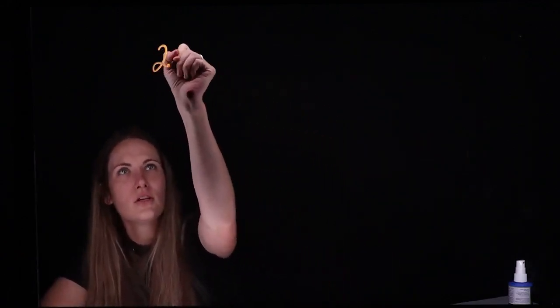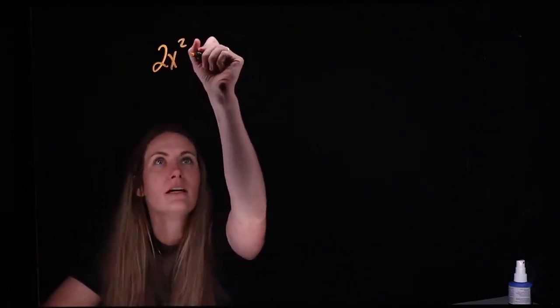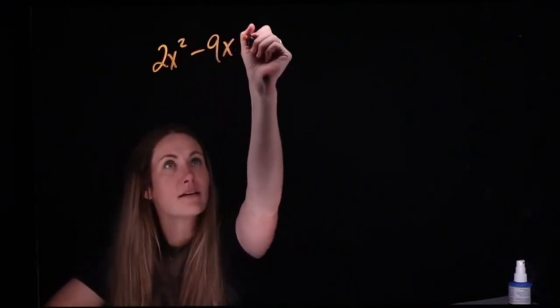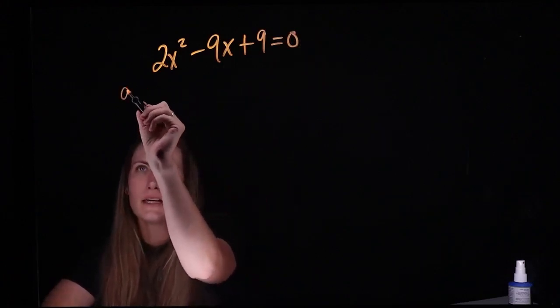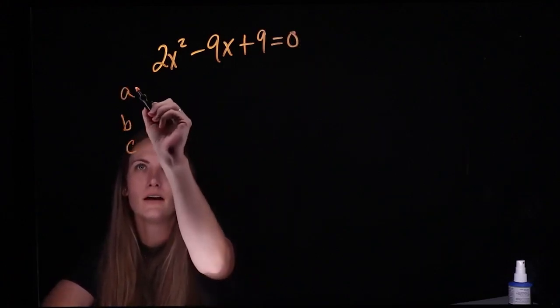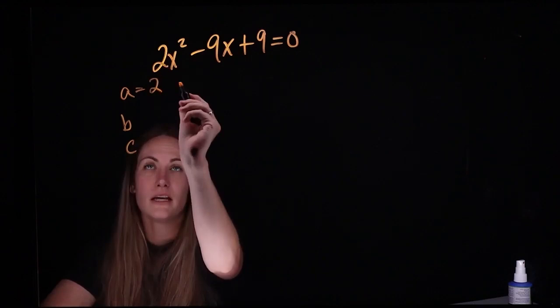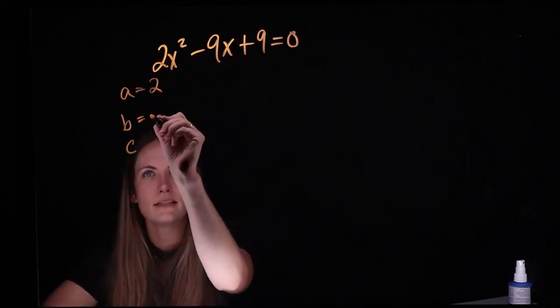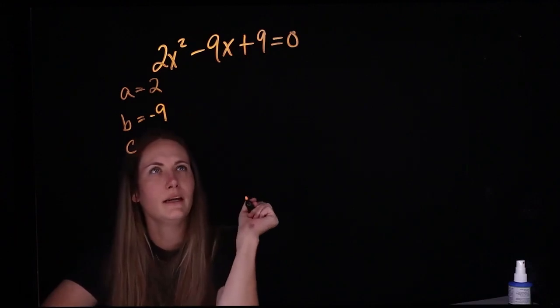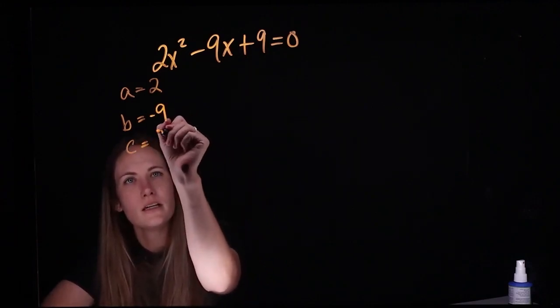Okay. Find the real solutions, if any, using the quadratic formula. So we have 2x squared subtract 9x plus 9 equals 0. So we need our a, b, and c. Our a on this one is, a is always with x squared. B is whatever is just with x, and since it's not plus, it's going to be a negative 9. And c is 9.